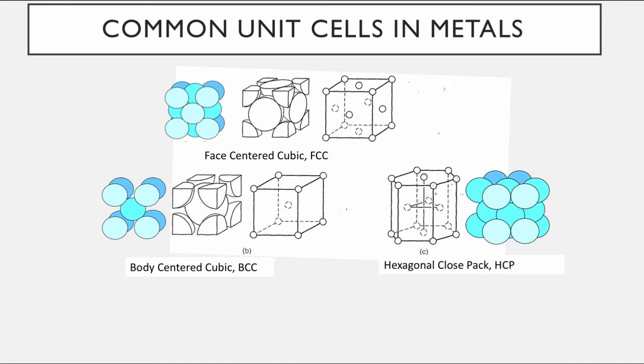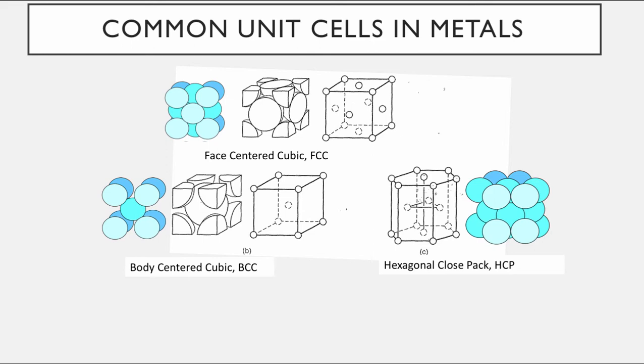With the body-centered cubic, we again have atoms on all 8 corners of the cube, and then there is an atom unique to that cubic unit cell that lives in the middle of the unit cell.